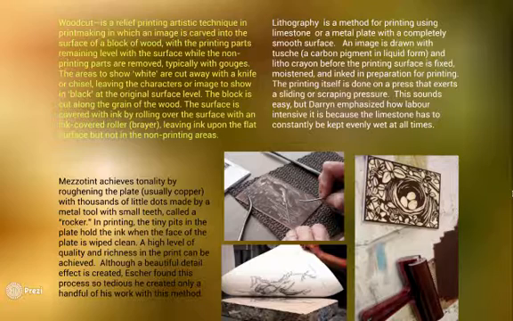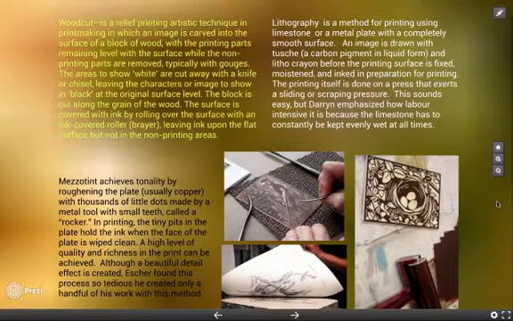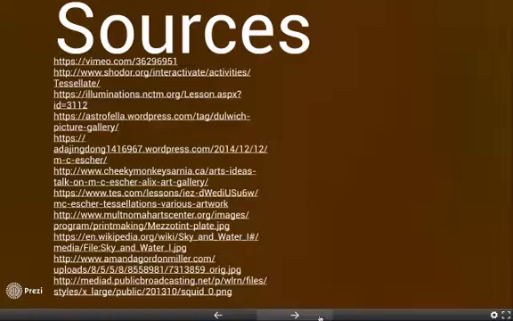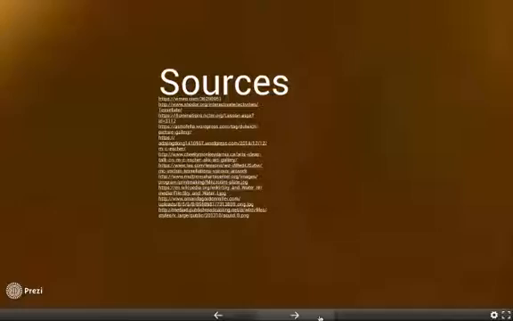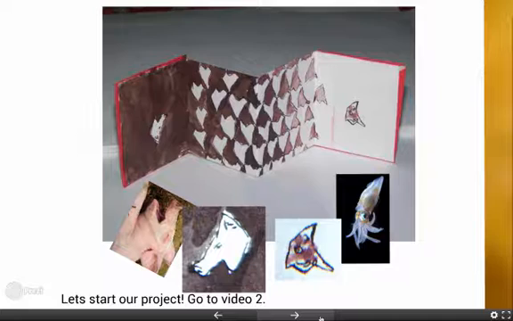And I'll introduce your project. Our project, we will be making an accordion book, and you're going to make a tessellation. You're going to find two different shapes within that tessellation. You're going to give that shape an object, make it an object.